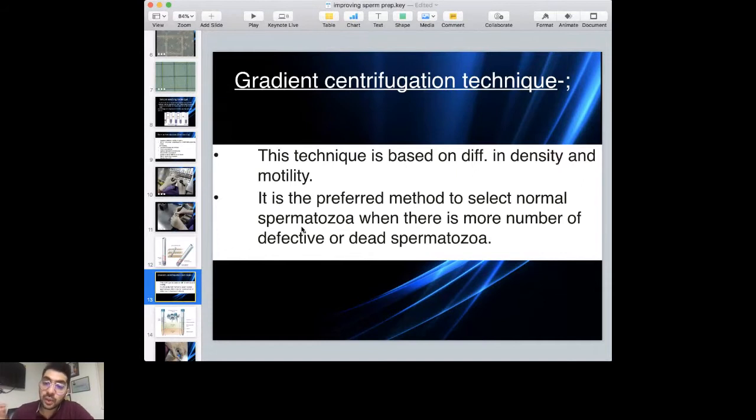So basically, these densities which are present inside the preparation media act like a sieve, and they try and eliminate the morphologically abnormal sperms and also the RBCs and the WBCs which are present in the sample, and only the morphologically normal sperms actually come into the final pellet. So this is the basic principle of a density gradient centrifugation.